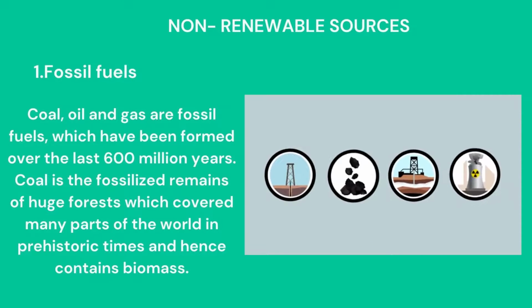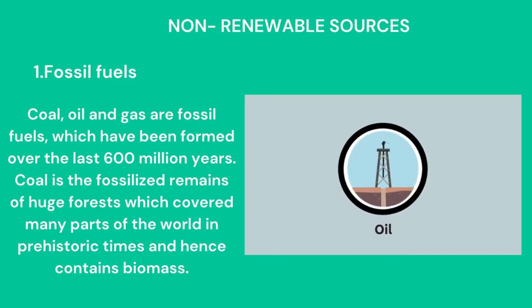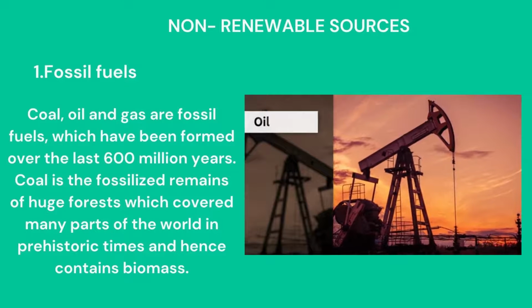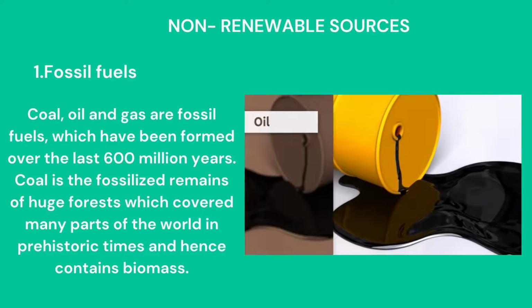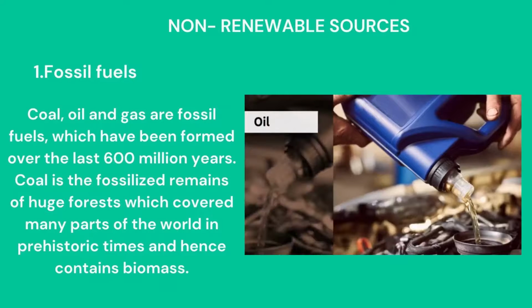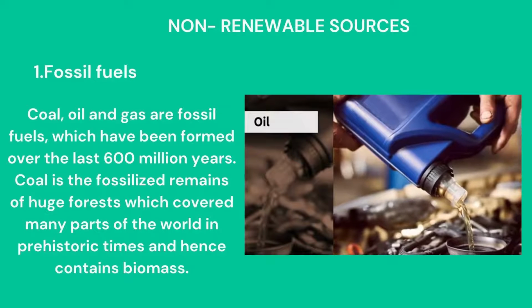hence contains biomass. As the trees and plants died, they were covered in layers of silt and sand and under great pressure gradually became formed into coal deposit. Coal is the world's most abundant fossil fuel. It is relatively inexpensive and is readily available.